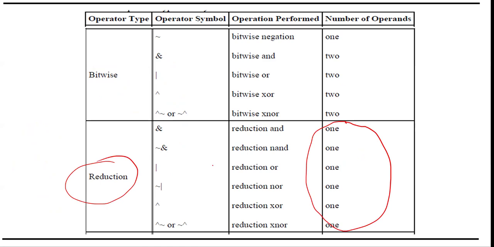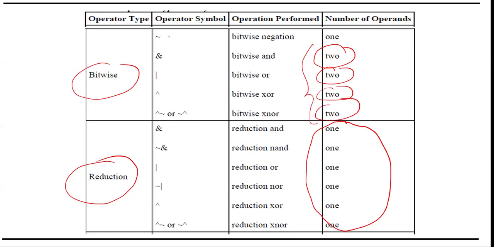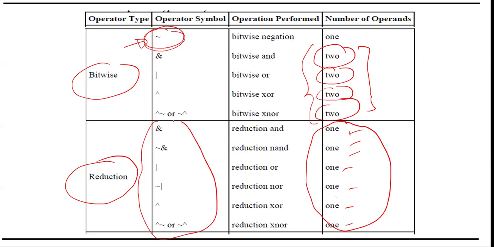Reduction will have one operand. You will not see two operands. If you are seeing two operands, that is a bitwise, except this bitwise negation. You will see all these bitwise have got two operands, but all of the reduction have got one operand, and this negation is not in the reduction. Throughout these reduction operators, you don't have this negation. So that's how you have to understand and remember.